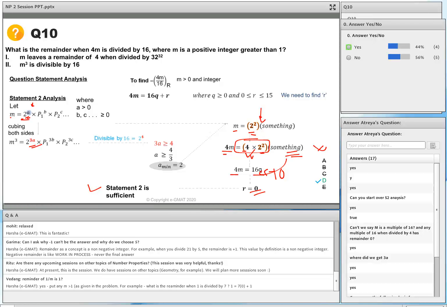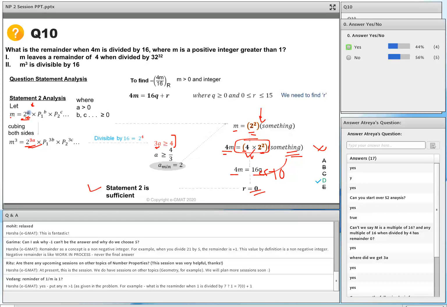If m is equal to 2 to the power a, m cube is equal to 2 to the power 3a. This has to contain a 2 to the power 4. So 2 to the power 3a is either equal to 2 to the power 4 or greater than 2 to the power 4. That essentially means that 3a is either equal to 4 or greater than 4. So with that, we get to the next part.